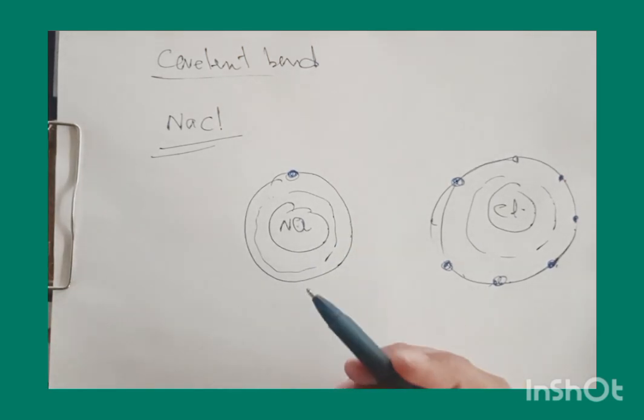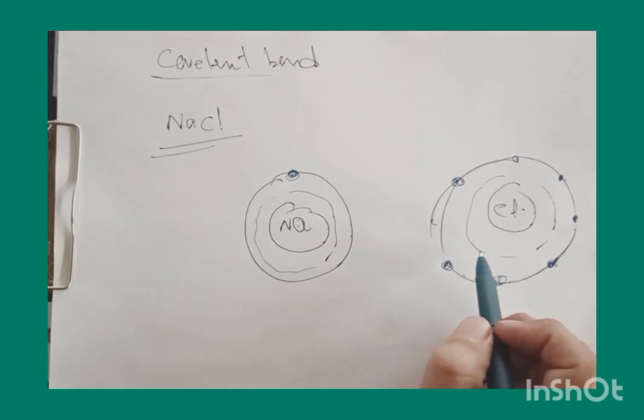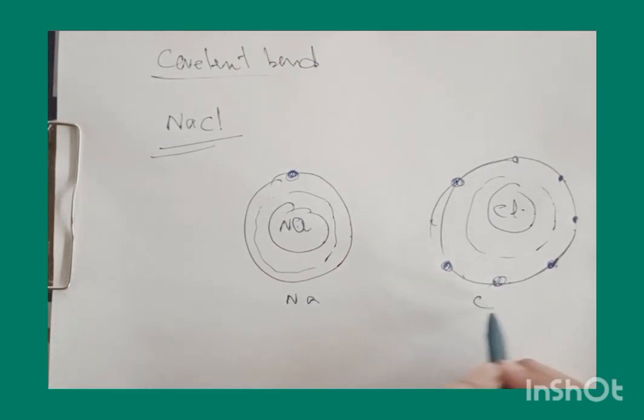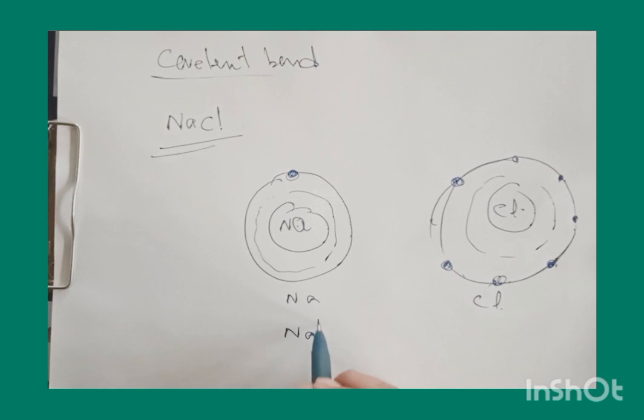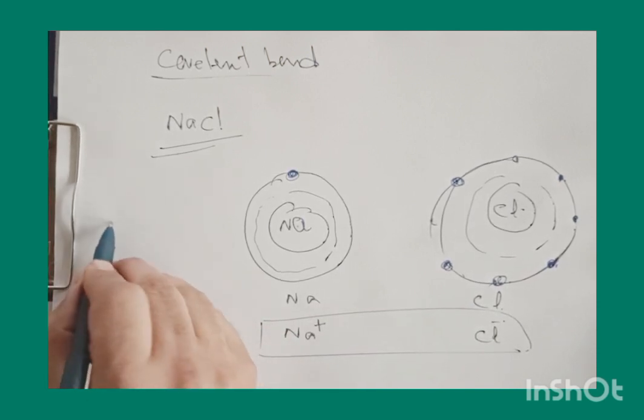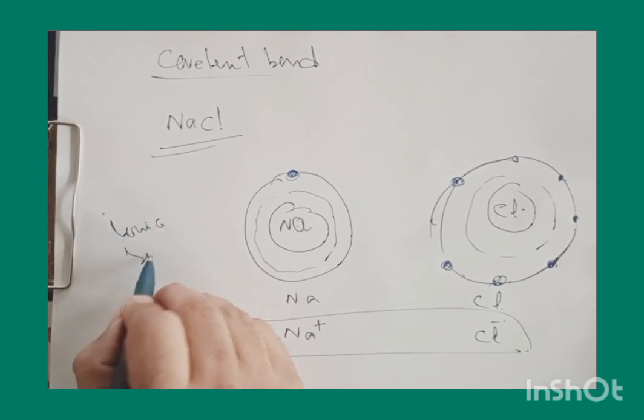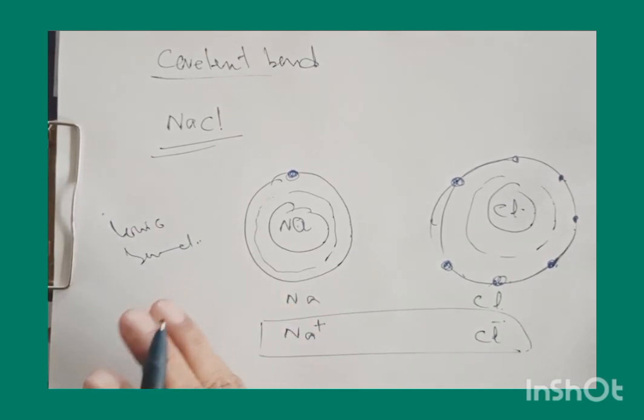when some work is done, what can be expected is that we have a bond. A bond can exist between this sodium ion and this chlorine ion, and this bond will not be between Na and Cl. This will be between Na positive and Cl negative. And this bond is called an ionic bond, and that's the reality of it.